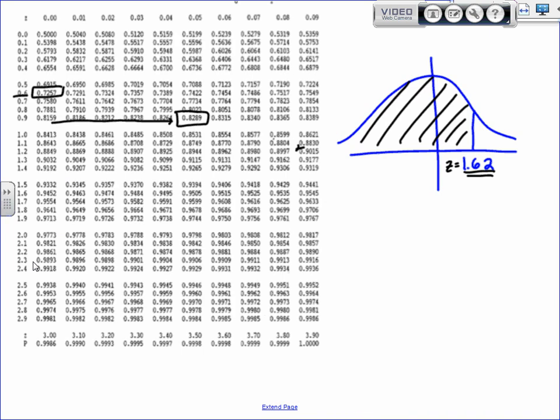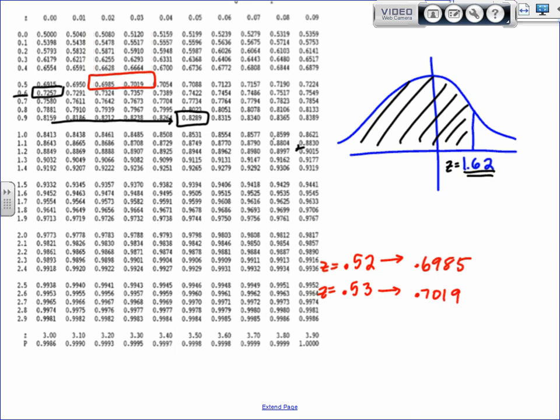Do you guys see it? It doesn't come out perfectly, does it? All right, so if I look up 0.7000, I'm between here and here. So I'm between 0.52 and 0.53. 0.52 gives me 0.6985. And 0.53, these are both z-scores, 0.53 gives me 0.7019.